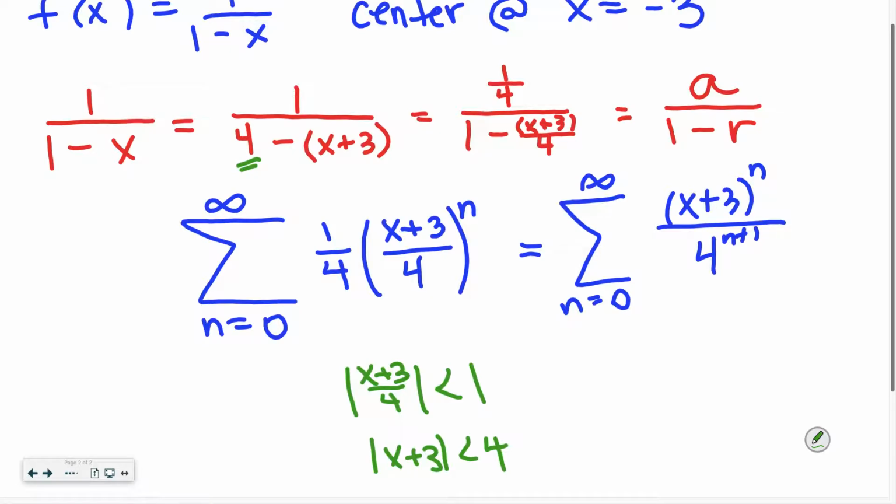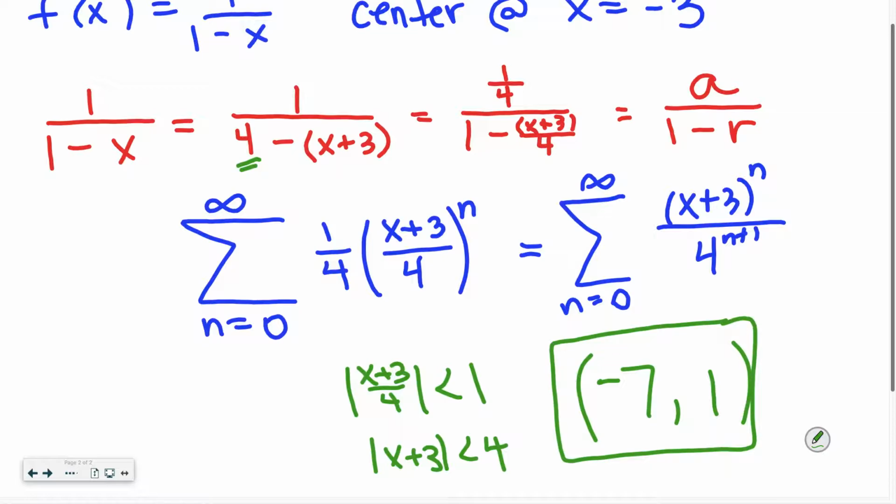making our interval of convergence negative 1. Oh, no. I did it the other way around. You're right. That's a negative 3. Negative 7 to positive 1, because we are centered at negative 3.